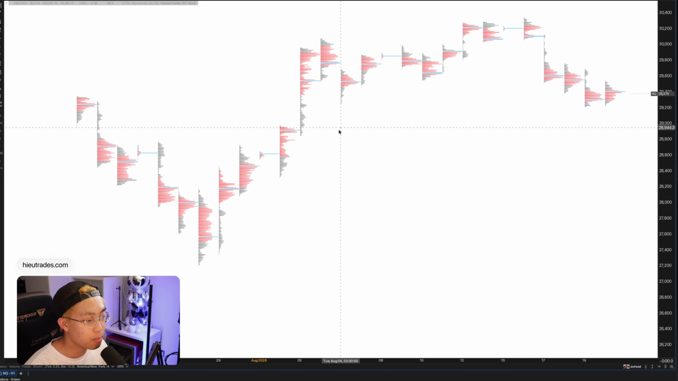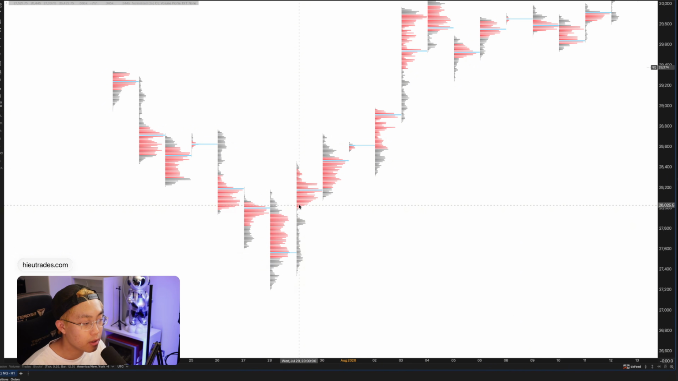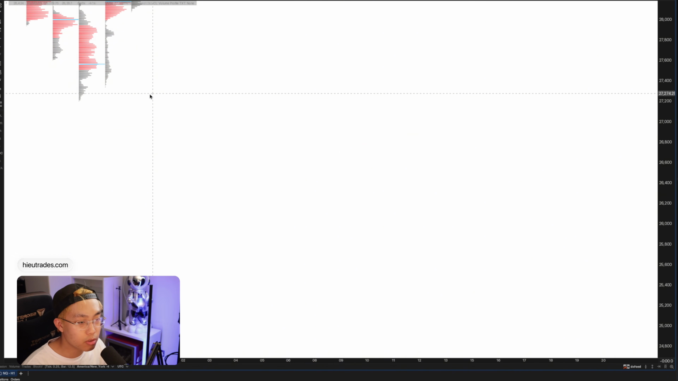But you can see from the volume profile, this is how you can start to frame that narrative. And this is how you could really identify where the market is currently heading. Because the value area tells you everything. Price action doesn't really tell you much.